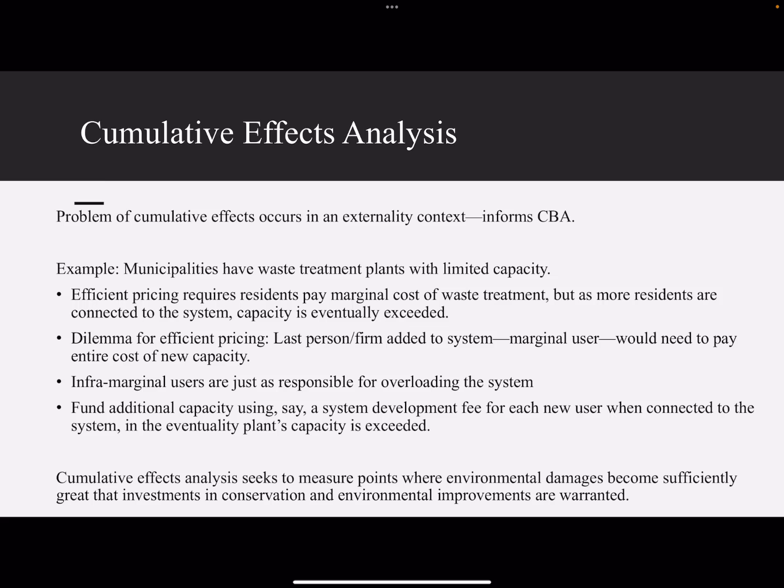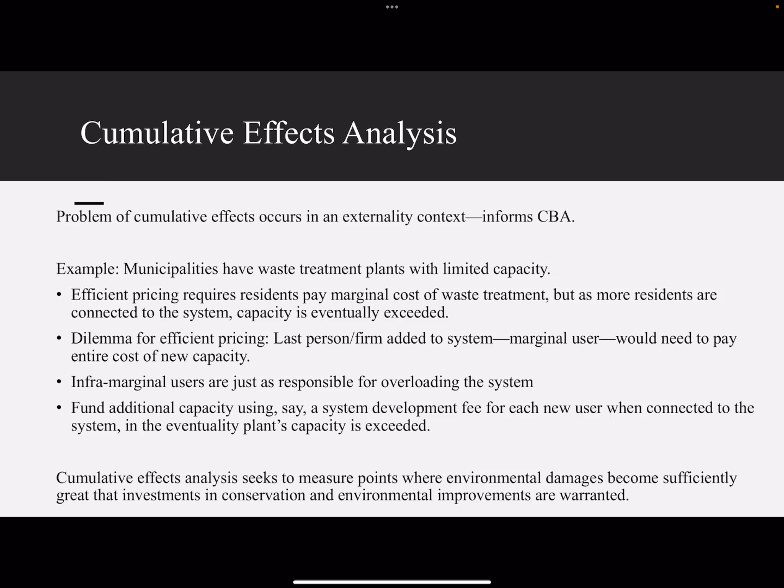Finally, there's cumulative effects analysis. The problem of cumulative effects is that it occurs in an externality context and it only informs cost-benefit analysis. Examples include primarily, and this is a really good example, where a municipality has a waste treatment plant, but it's limited capacity, and at some point in the future, the next home that's going to be linked to the waste treatment plant, you just can't add another home because you've hit the limit of your capacity.